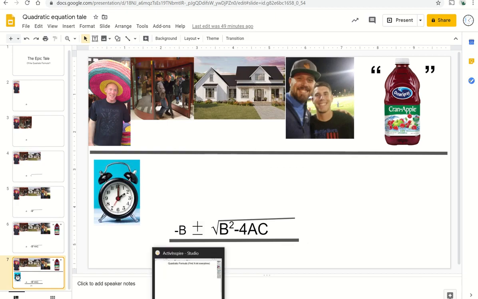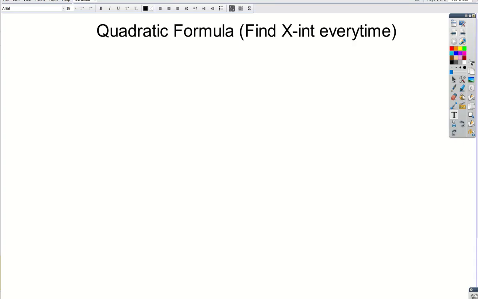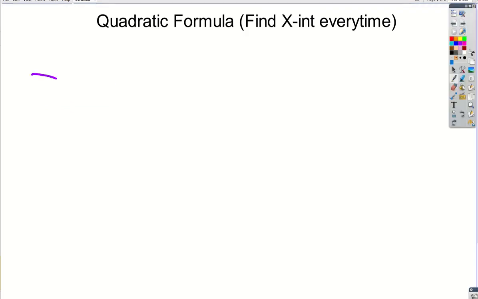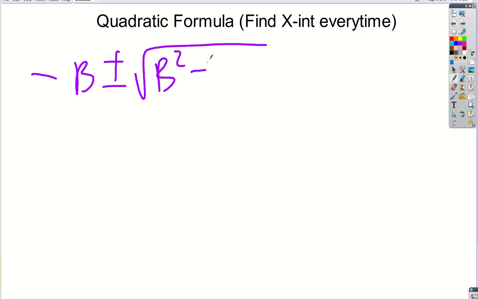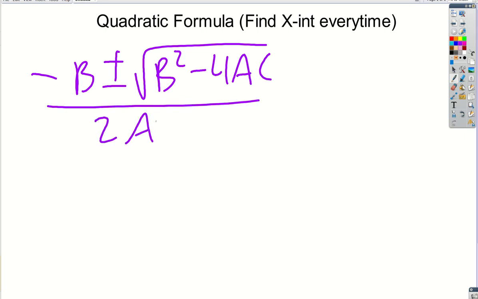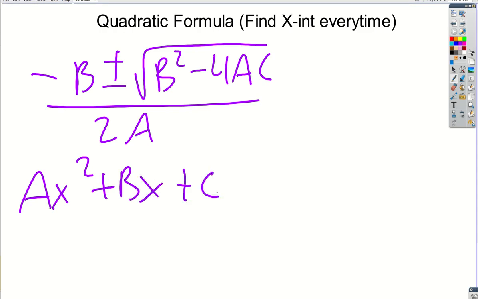So one more time. It is negative b plus or minus the square root of b squared minus 4ac all over 2a. And of course we're referencing back to our equation in standard form, in which we're going to plug these numbers in for those letters.